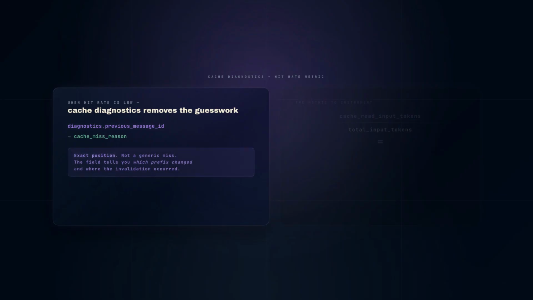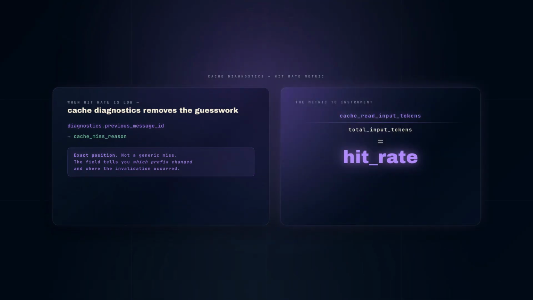When your cache hit rate is low, and you don't know why, Cache Diagnostics removes the guesswork. Pass the previous message ID in a diagnostics field on your request. The API returns a cache miss reason, the exact position in the prompt where your prefix diverged from the previous turn. Not a generic cache miss. The specific location.